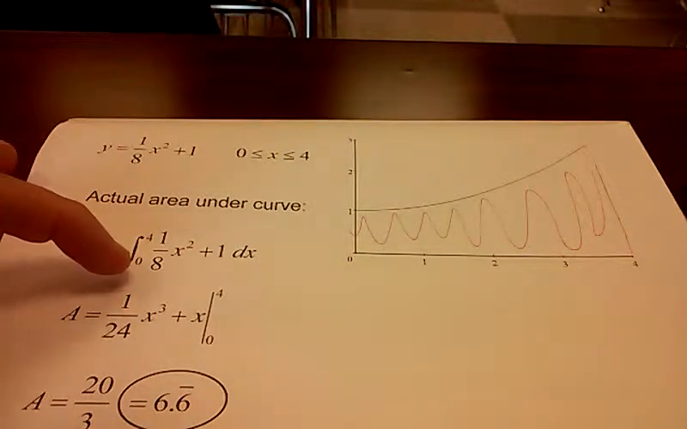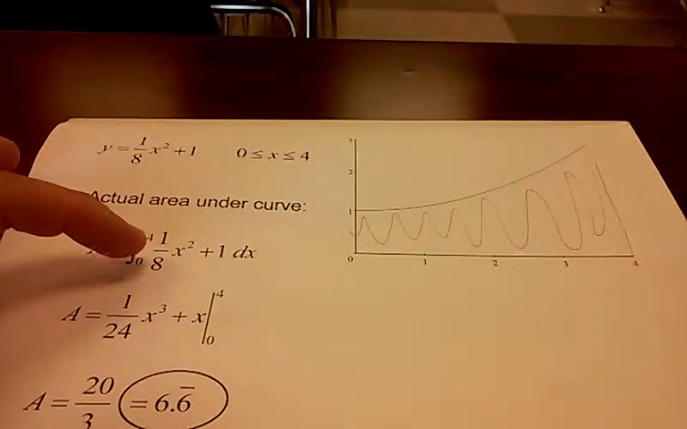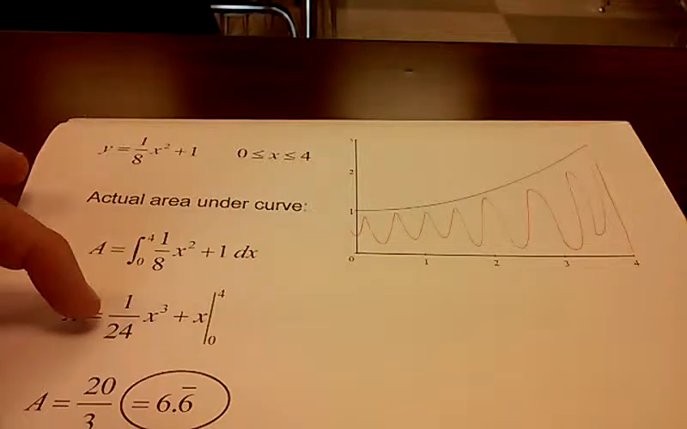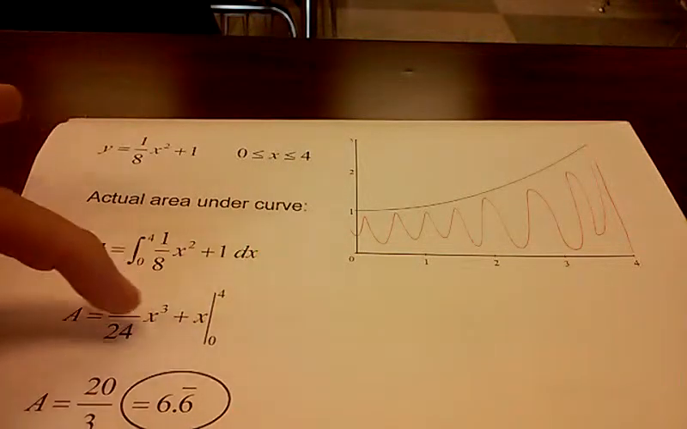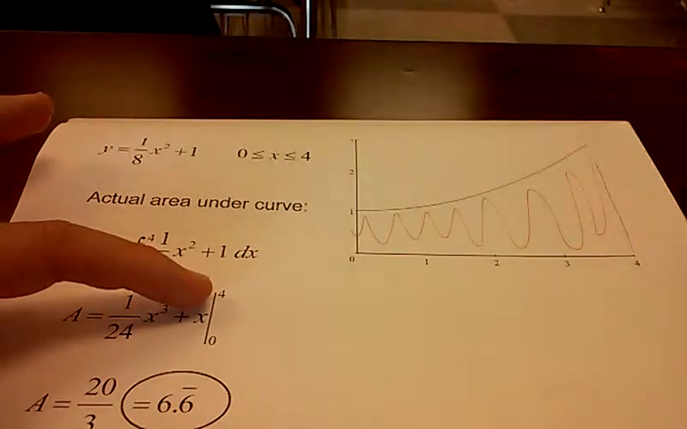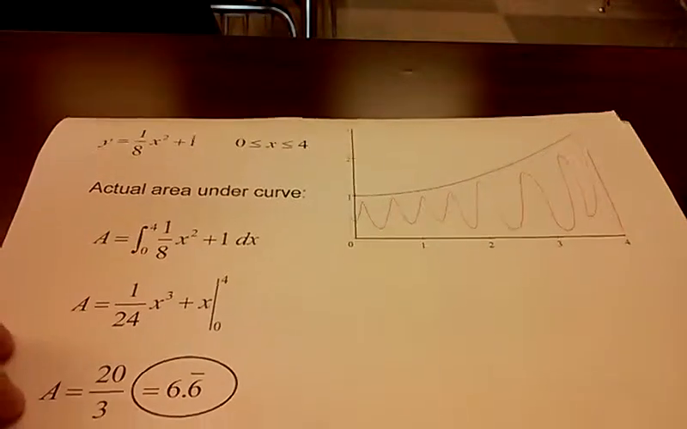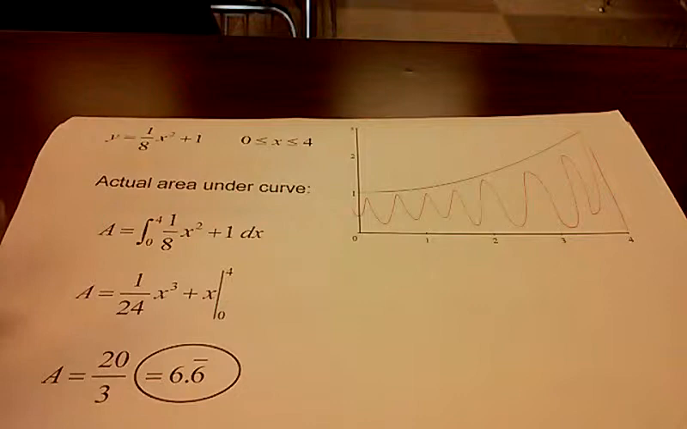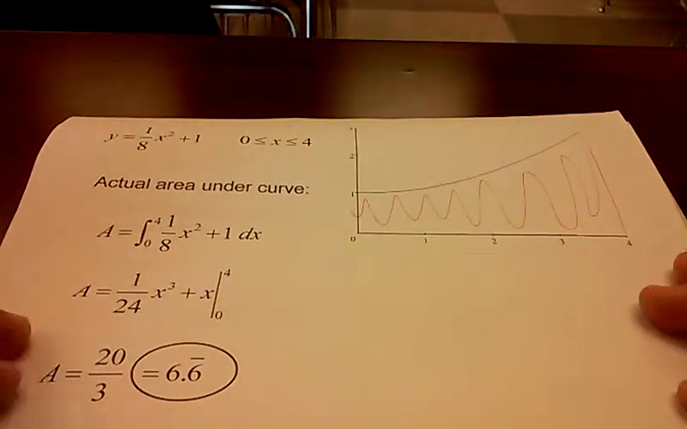So we're going to say the definite integral is from 0 to 4 of my function. I'm going to find the antiderivative of this function. That would be 1/24 x cubed plus x. And then we're going to evaluate the antiderivative on the limits 4 to 0. And that's going to give me 20/3, which is approximately 6.6. So this is the true area under the curve. Now let's look at an approximation.